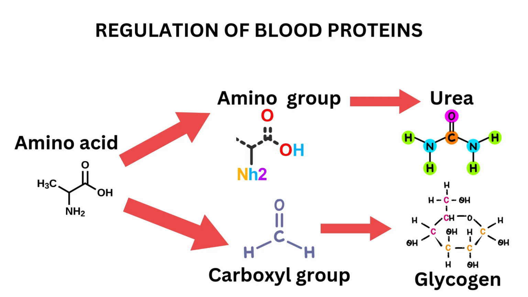Regulation of blood proteins. The body cells cannot store excess amino acid in the body. The liver therefore deaminates these amino acids. Deamination is simply the process by which excess amino acids are split into two components, the amino group and the carboxyl group. The amino group, which is poisonous and toxic to the body, is converted into a harmless substance called urea and excreted out of the body, while the carboxyl group is processed into carbohydrate and then stored in the liver as glycogen.